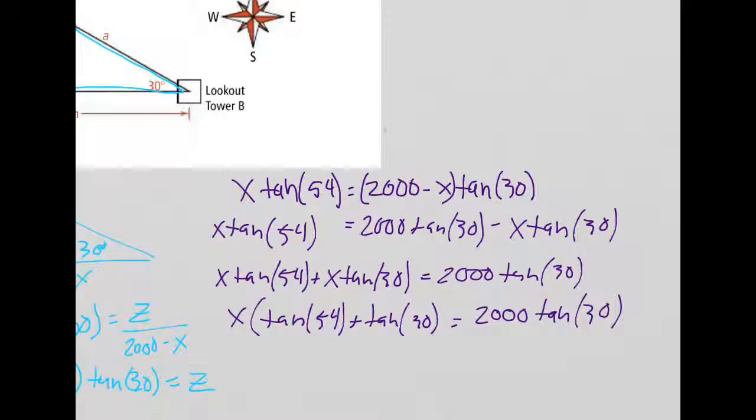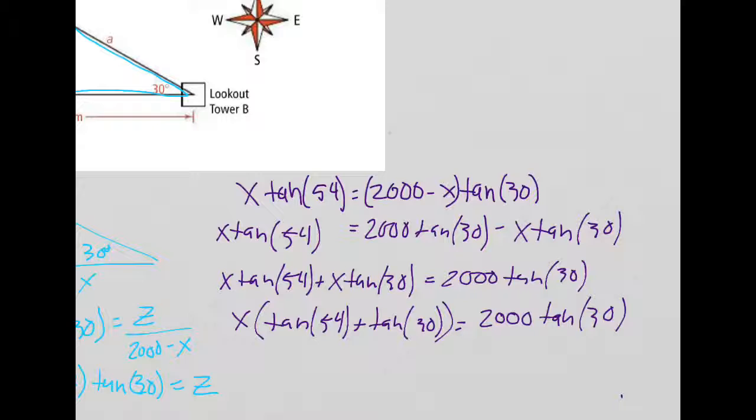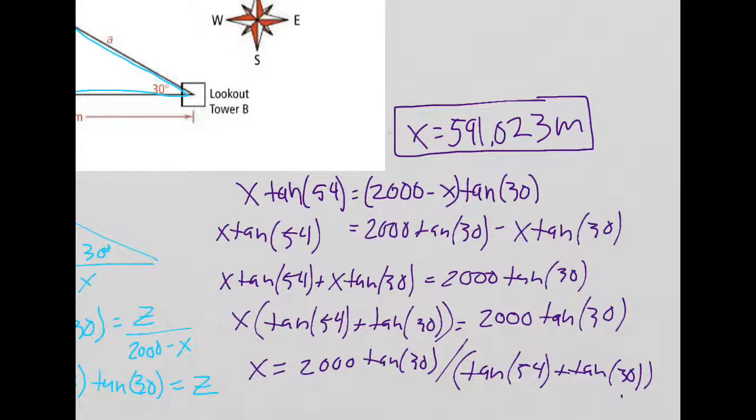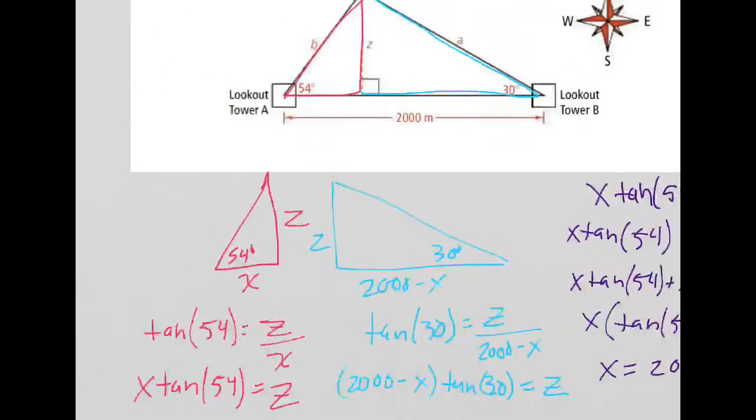Well, I have x times that whole mess right there, so to get rid of that whole mess, I'm going to divide by it. So I find that x equals 2,000 tangent of 30 divided by, in parentheses, tangent of 54 plus tangent of 30. And now that is an expression I can type into my calculator and figure out what x is. So when you plug that in, you should find that x equals 591.023 meters. But is that our answer?